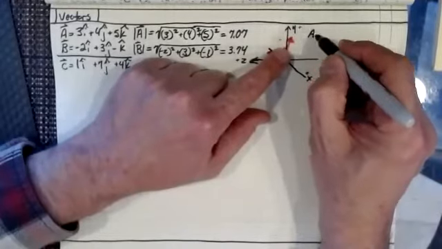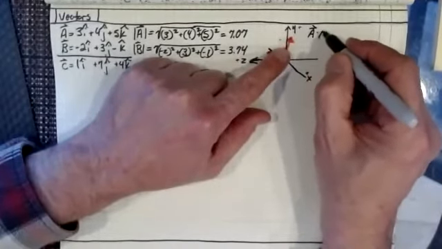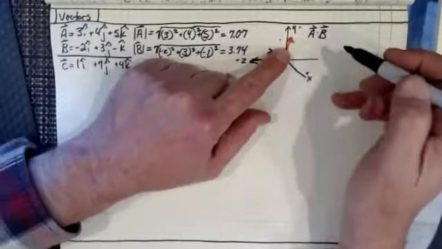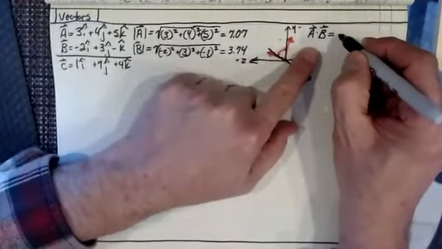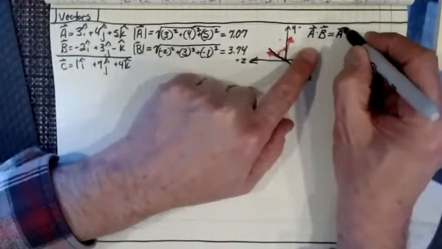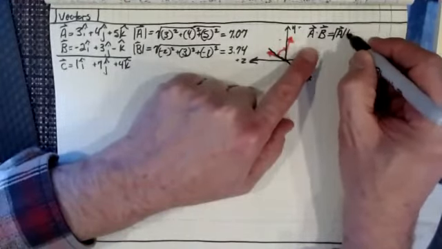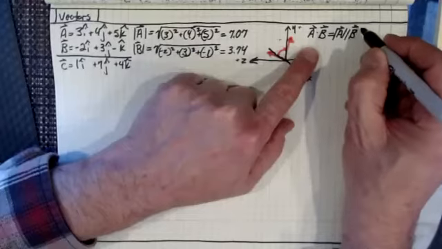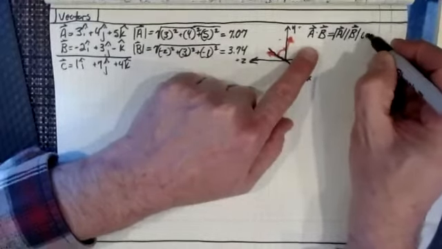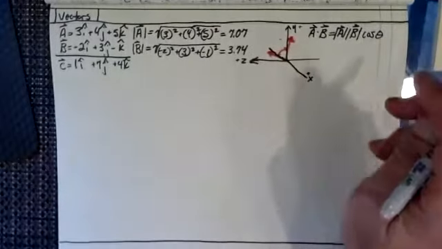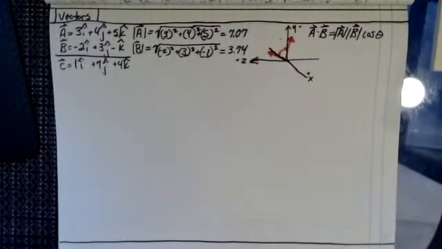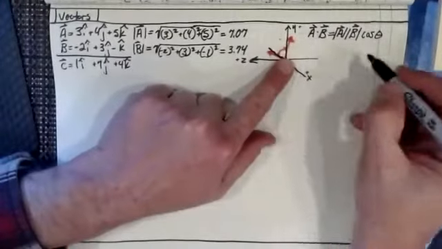The dot product, A dotted with B. And now what is A dotted with B? I'm going to define the dot product right here. It's the magnitude of A times the magnitude of B times the cosine of the angle between the two. That's the definition of the dot product. And so I want to look at some of these dot products to begin with.